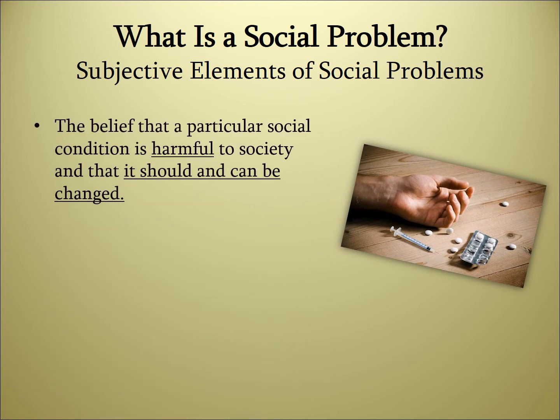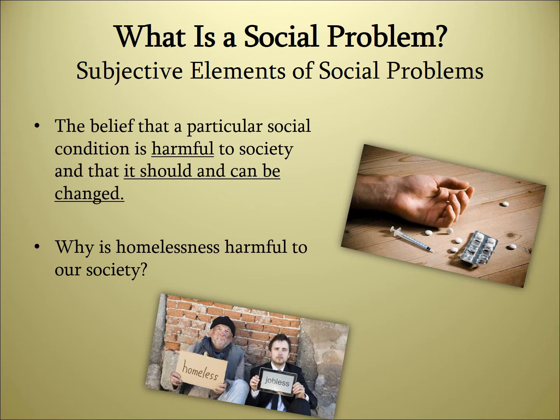Now, the subjective element is the belief that a social condition or problem is harmful to our society, and because it's harmful, it should and can be changed. Again, using the example of homelessness, if I were to ask you why is homelessness harmful to our society, you can think about a variety of different ways. You can argue that homelessness is harmful to our society because it leads to higher levels of poverty. Obviously, it could even lead to crime.